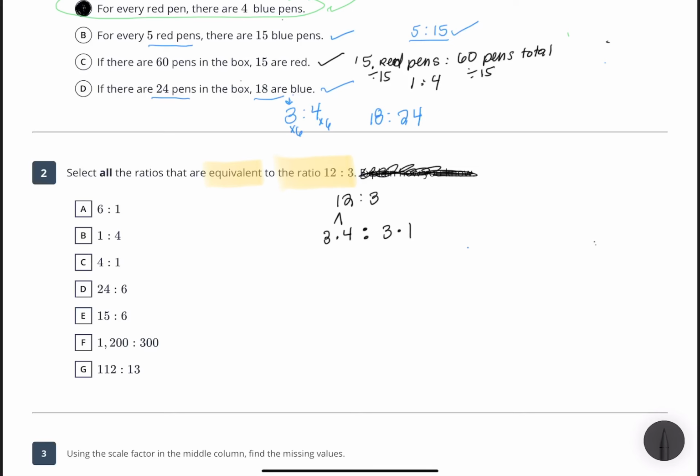So these are the factors of 12 and 3. Do you see something that they have in common? I see the number 3, which means that I can get rid of that 3. Now my ratio is in its simplest form, which is 4:1. Do you see an answer choice that shows that 4:1 could be a choice? Yes, you can. This is the ratio right here.